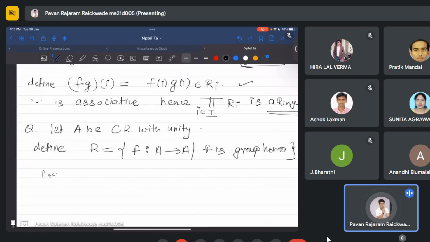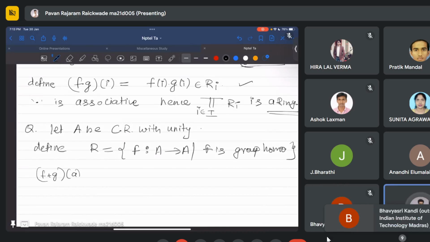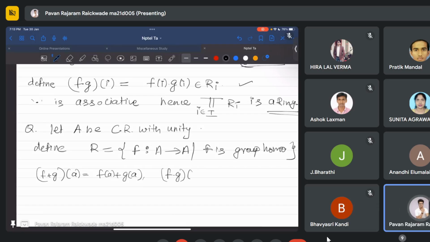f plus g at any element, let's say a, is f(a) plus g(a), and what is f dot g at any element a? It is f of g(a). This is different from the product. Keep in mind this is a function composition. Naturally, we define the dot product in case of functional spaces as the point-wise product, right? This is not the point-wise product. This is the function composition.